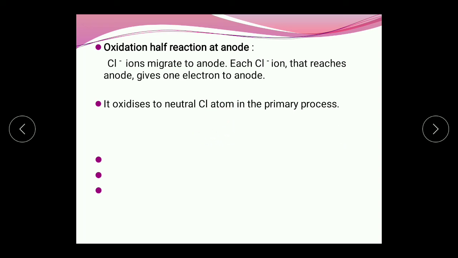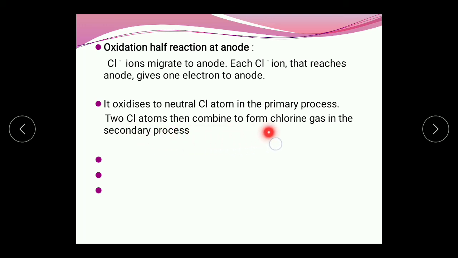Now, a single chlorine atom cannot survive. When two chlorine atoms are formed, they combine together to form Cl2 gas. Two chlorine atoms combine to form chlorine gas, and that is the secondary process. Primary and secondary together become the overall oxidation process. So the actual reaction is like this: 2 Cl minus is converted to 2 neutral chlorine atoms by removal of 2 electrons, one from each chlorine, and this is the primary process.